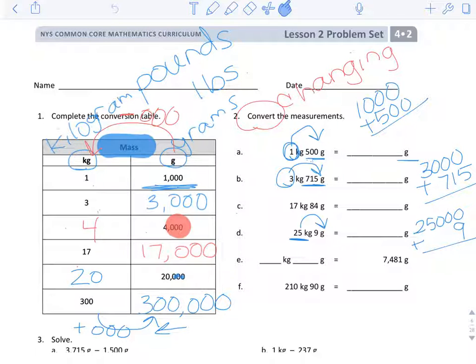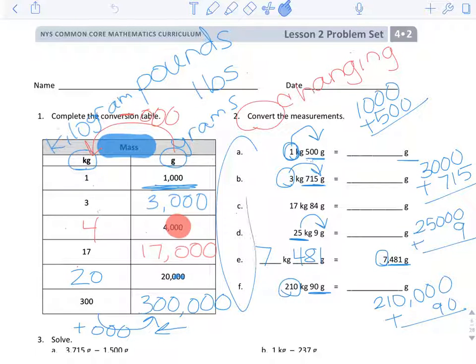Here, for letter E, we're just going to break apart. Here's my thousands. Here's my grams. 210. Add your 3 zeros. Plus 90. I want you to take a minute to just finish part number 2, all of it, and then check in with your teacher before moving on.